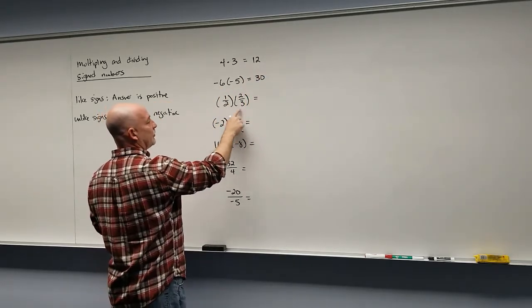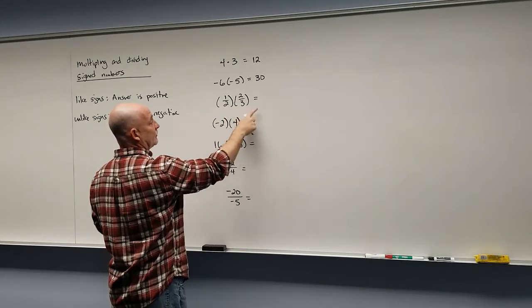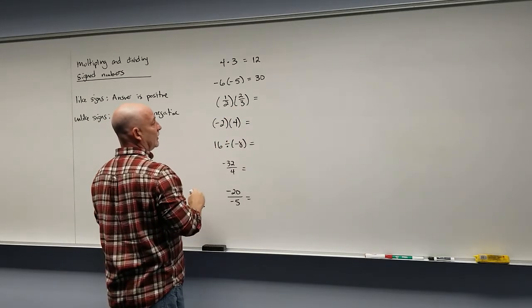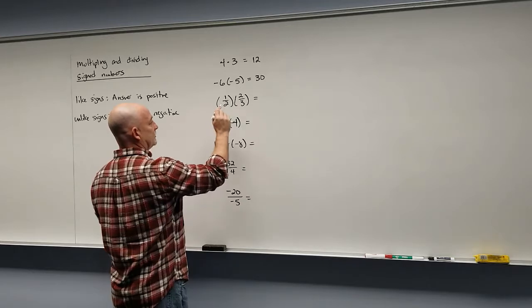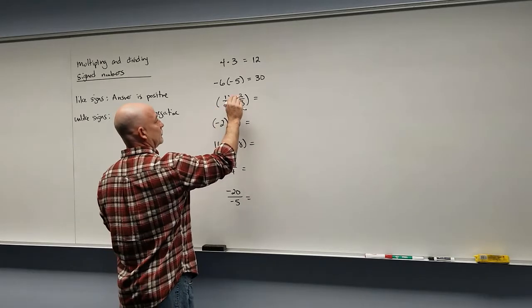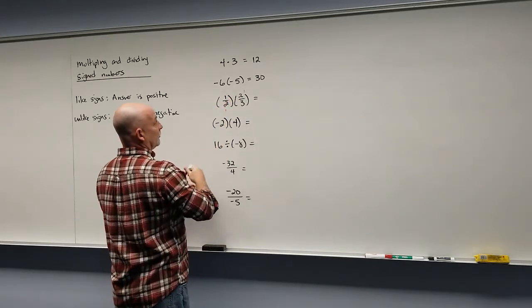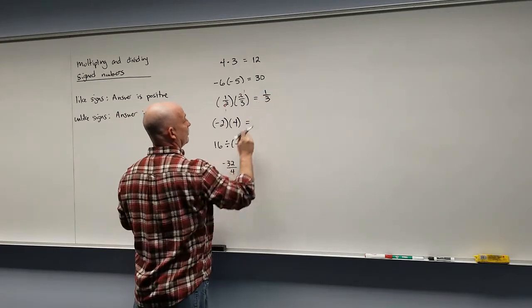All right, here we're just multiplying two things together. They're both positive, so we know our answer is going to be positive. And if you wanted to here, we didn't last time, but let's reduce here. 2 reduced with the 2. So if we multiply straight across the top, we get 1/3.